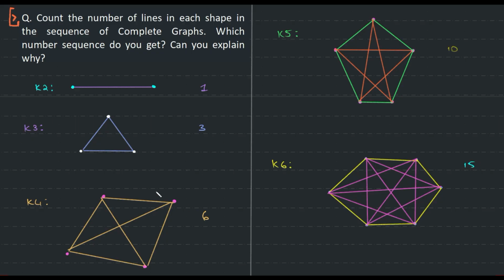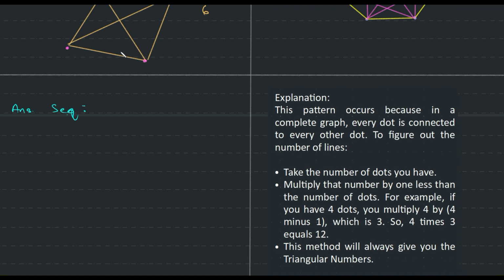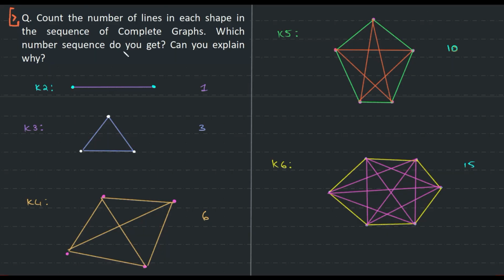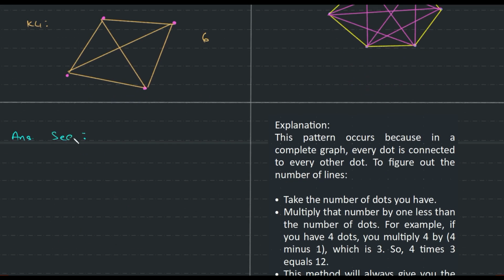So what are we looking at? This is your triangular number, right? So the question is you have to look at the complete graphs in your textbook, count them, and that's what you're supposed to do. But I'm doing it for your understanding. So actually your answer starts over here. We have 1 and then 3 and then 6. Then we have 10 and 15 and so on and so forth.